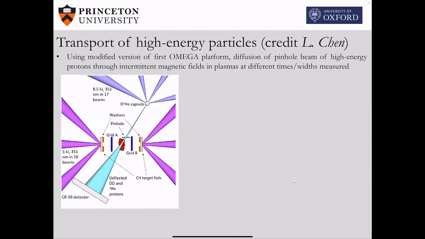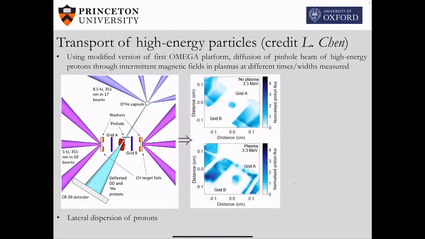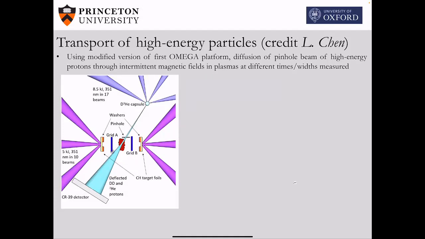With this platform, we used a modified version of the first Omega platform. Again, using a proton beam created with a D3 helium capsule, which we collimated with a pinhole, we basically measured the diffusion of these high energy protons through the intermittent fields generated in this plasma at different times. Different times basically allows you to sample different widths of the path length. So for example, this is the setup.